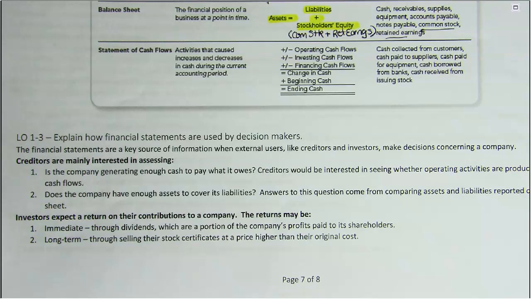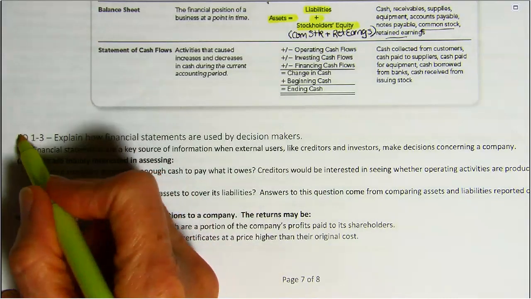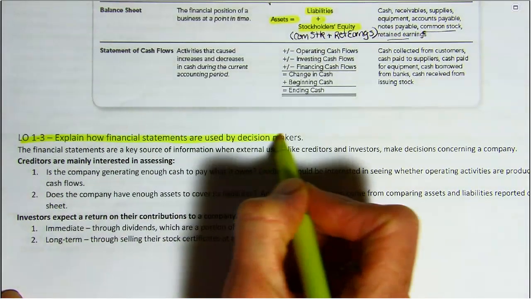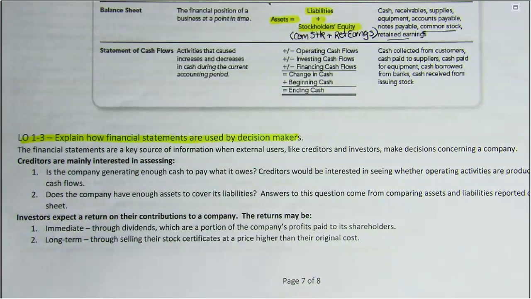Hi, this is our last mini lecture for Chapter 1, and we will cover both Learning Outcomes 3 and 4. Learning Outcome 3 deals with how financial statements are used by decision makers. That's on page 7 of 8 in your chapter summary notes for Chapter 1, which remember you can find in the Chapter 1 folder in Blackboard.